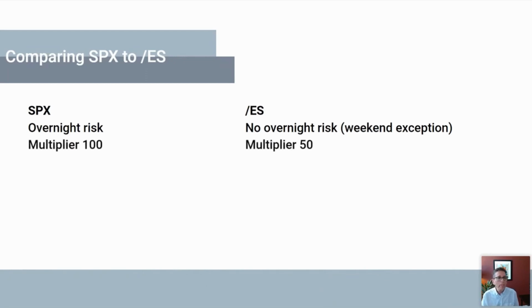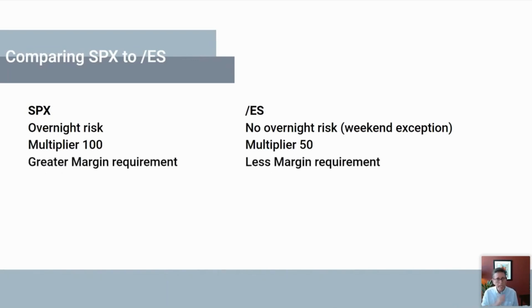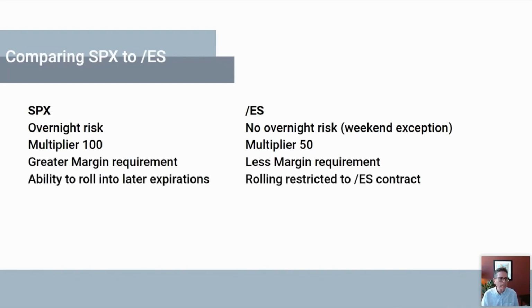The multiplier is different. It's 100 on SPX and 50 on ES. There is greater margin requirement for SPX and less margin requirement for ES. And we'll look at the numbers there in a second. You have the ability to roll into later expirations for SPX. Rolling is restricted to only within the same contract, the same expiration on ES. And so what you have to do is, if you're going to roll it, you have to close the trade and move it to the next contract.